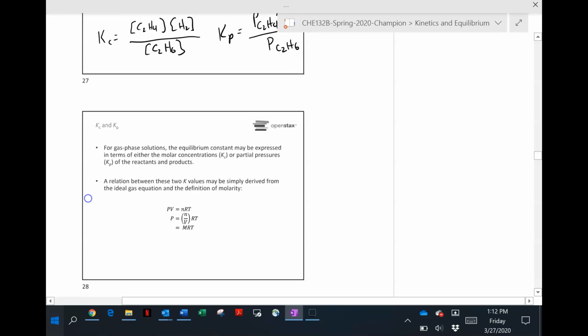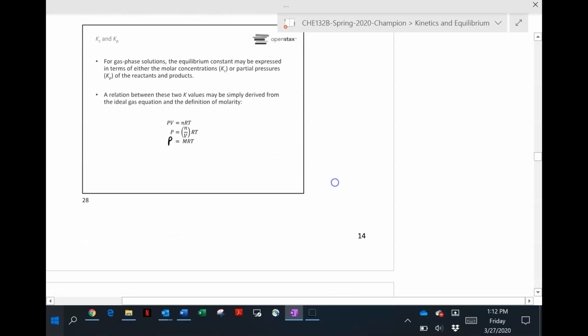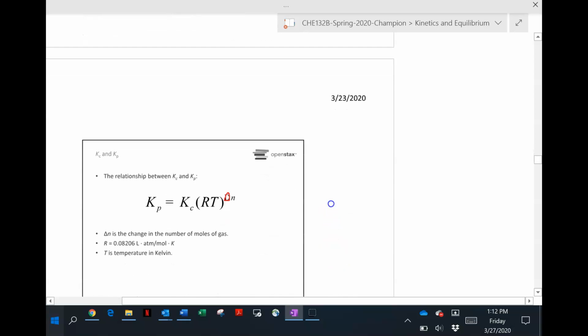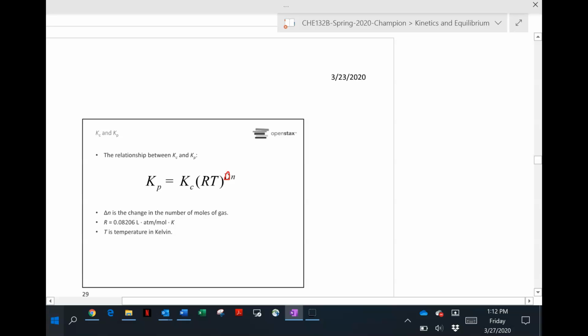If you try to relate Kp and Kc, you go back to the ideal gas equation here and you rearrange it so that you've got molarity and pressure, right? Remember, this is saying that pressure is equal to molarity times RT. And what that lets you do is derive an expression for Kp and Kc, where Kp is equal to Kc times the RT from the gas law raised to delta n. This is a delta.